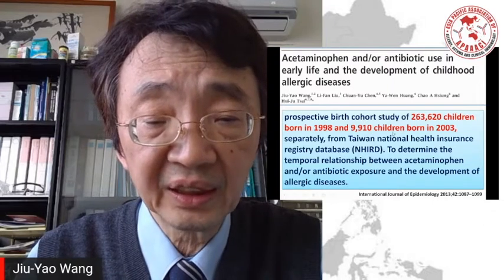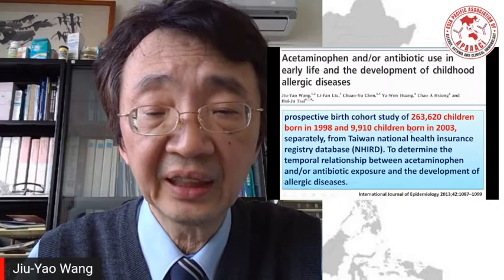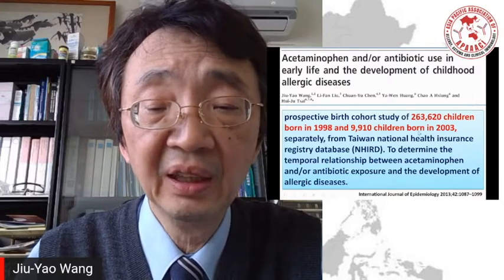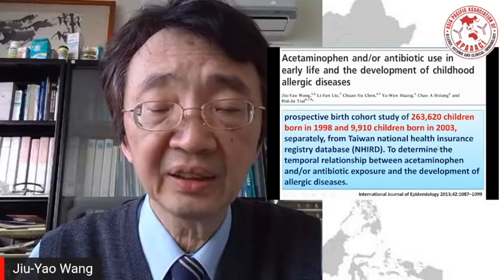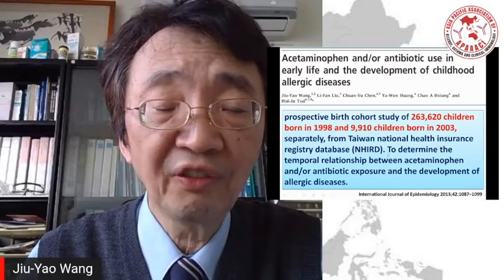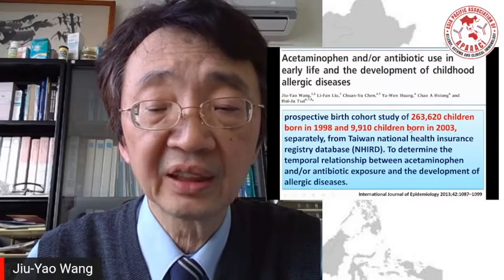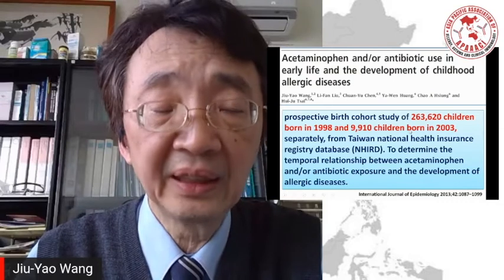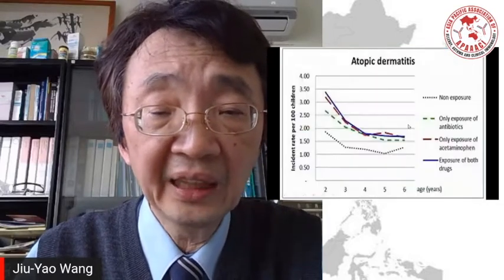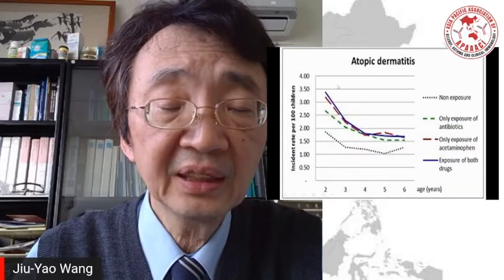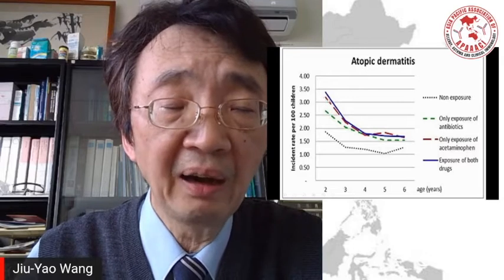So you can see from this study that we collected the National Health Database in 1998. At that time, there were more than 260,000 newborn children, and then we followed up for 5 years. The other cohort is studied from 2003, but at that time it was a small scale. And from this slide, you can see the incidence of atopic dermatitis for all this newborn population.